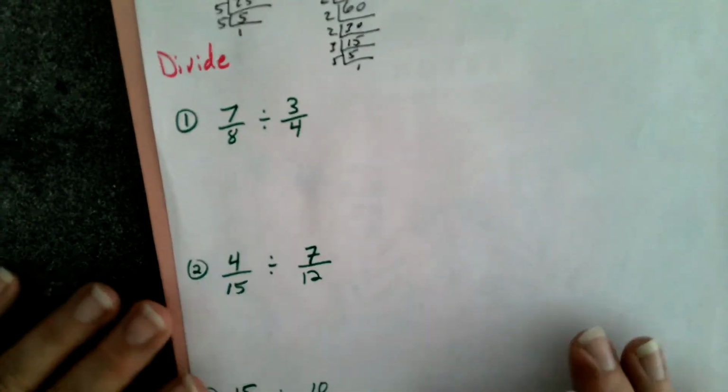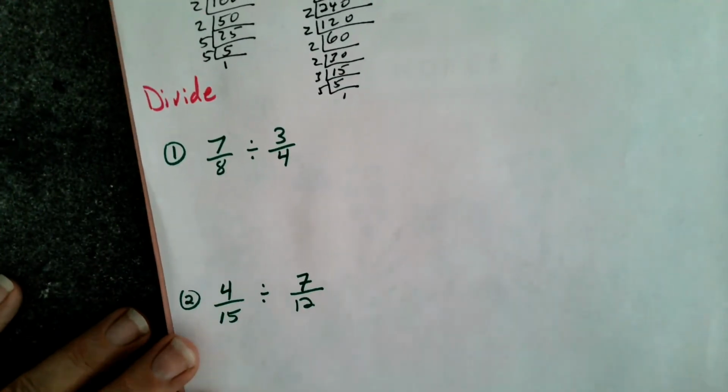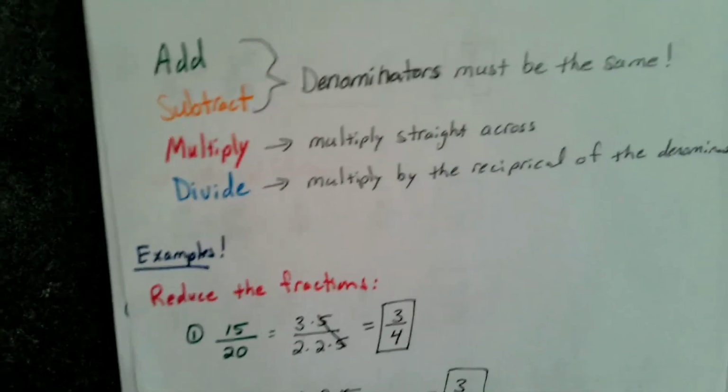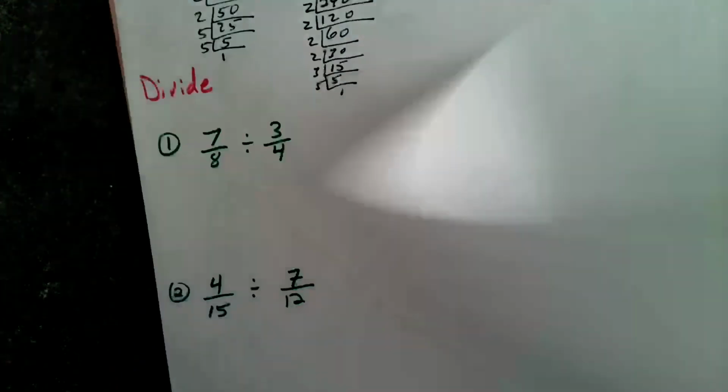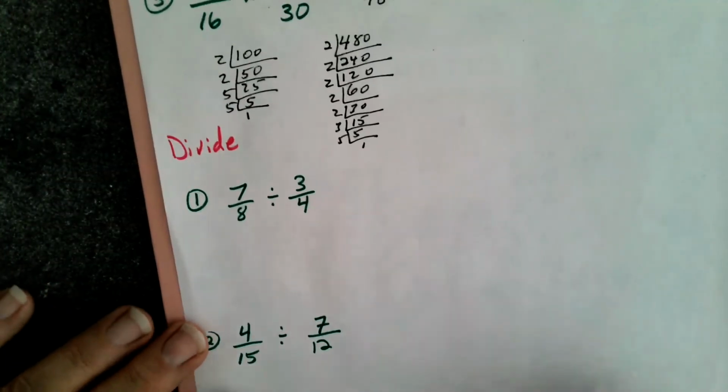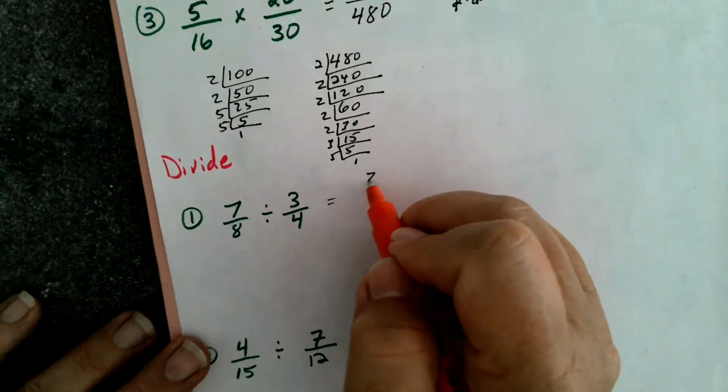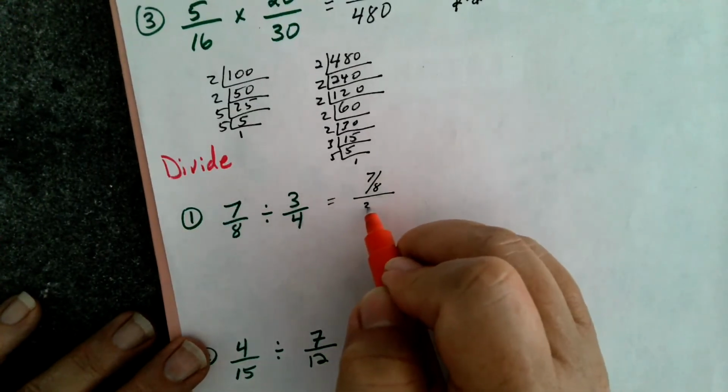Okay, last examples. We're moving on to division. And remember, again, back to my notes. When we divide fractions, we're going to multiply by the reciprocal of the denominator. So this can be written as 7/8 divided by 3/4.